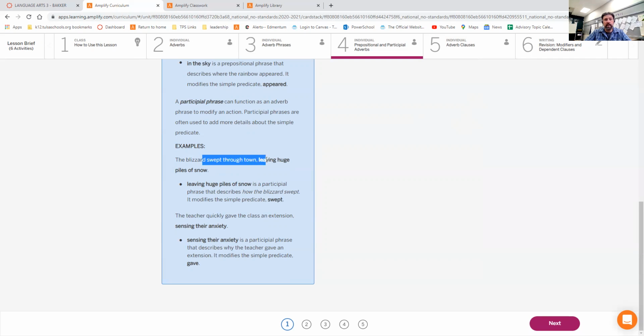We know that the blizzard went through town. We know that. And let's talk about it sweeping through the town. What did it do? Well, it left huge piles of snow, right?